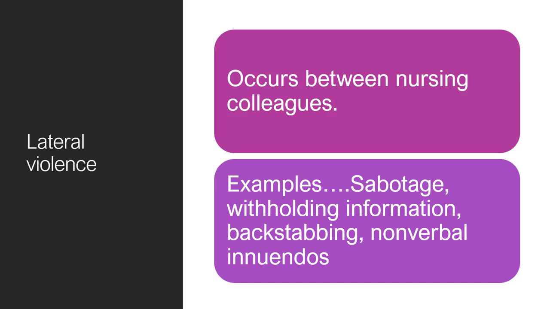So lateral violence occurs between nursing colleagues, people that are on the team. You want to make sure that you're following policies and procedures because sabotage is a real thing. Withholding information, backstabbing, nonverbal innuendos. Make sure that you are following whatever that policy procedure is. If it says that some facilities, for some medications, you need 2-person signature, and the nurse comes up and says, "Hey, I need your signature. I'm getting ready to administer this medicine. I've already administered the medicine." If you didn't see it being administered, don't sign your name off on it because the policy says that you need 2 persons to witness it.